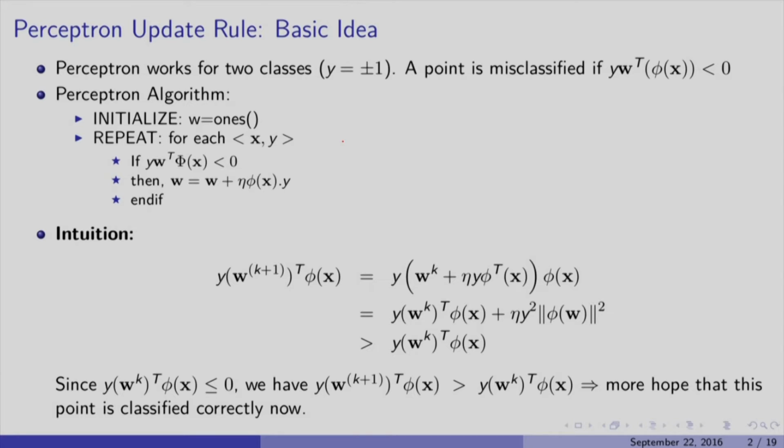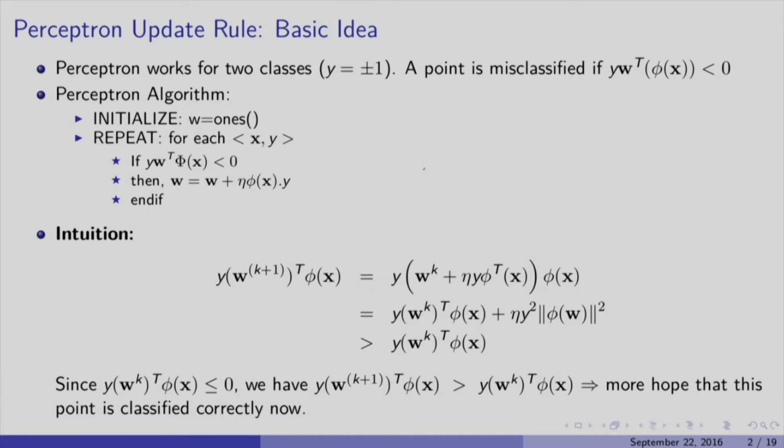In today's lecture we will further build upon the perceptron, discuss kernel perceptron and conclude with a variant of perceptron called the sigmoid perceptron or logistic regression. So recall the perceptron update rule.